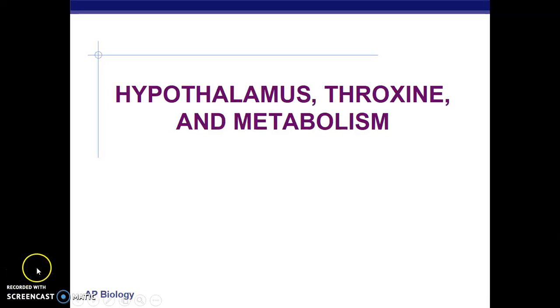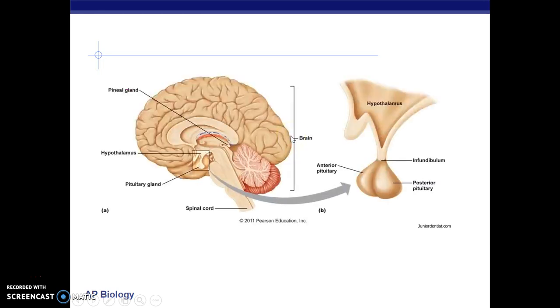Well, hello again. Today we are going to talk about the role of the hypothalamus and the pituitary and the hormone thyroxine and how thyroxine regulates metabolism. So here we have a lovely picture of the brain. And in the brain, there's a part of the brain called the hypothalamus. Okay? And it is the hypothalamus that links the nervous system to the endocrine system.